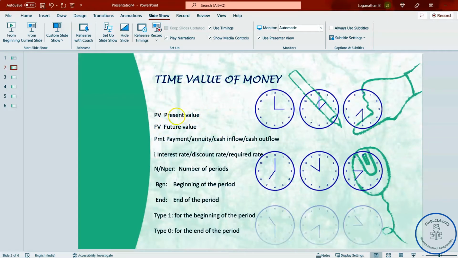and we'll be calculating the future value first, then the present value, then the interest rate, keeping another variable constant. In this case, first we'll be calculating the future value where we have the present value, the interest and the number of years. So we'll be shuffling the variables, keeping one variable constant and shuffling the other variables.